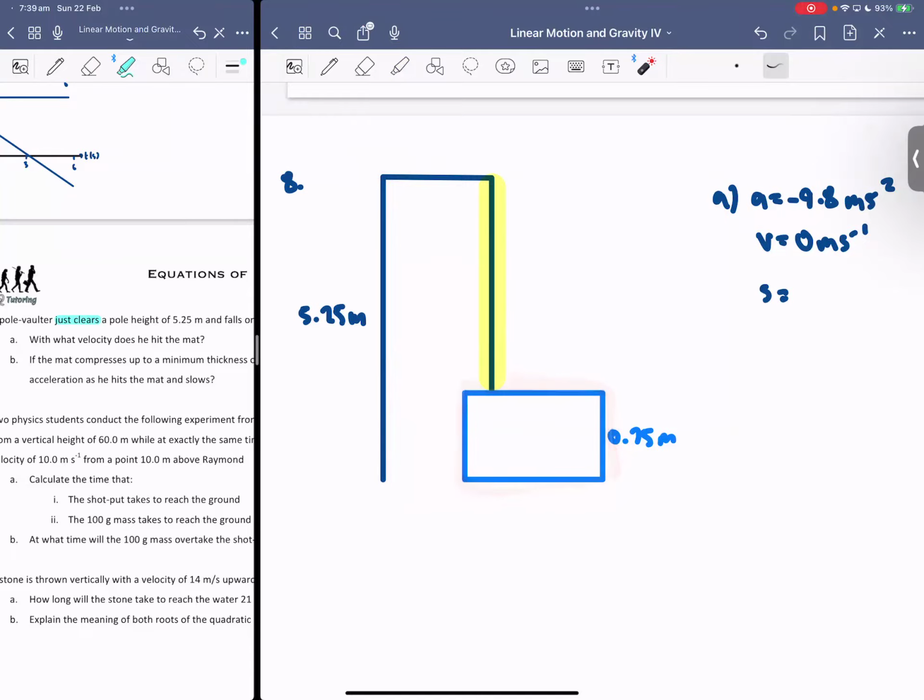Some people might say, can we use the whole thing? If you use the whole thing, I can't use the fact that the speed here is 0.